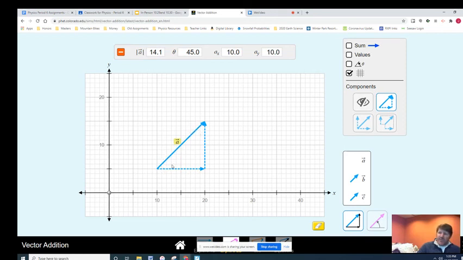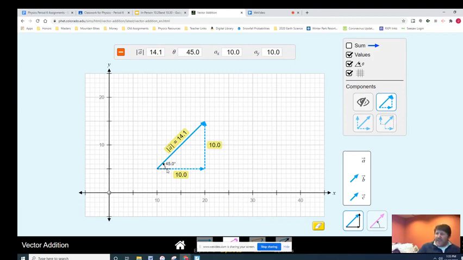It results from an X and Y component right here. So I have my A of X, that's this one, and my A of Y, that's this one. So my A of X is 10 and my A of Y is 10. And I can click on values right here and it will put those values in for me, okay? I can also click on the angle, which is cool. That'll show me that angle right there.